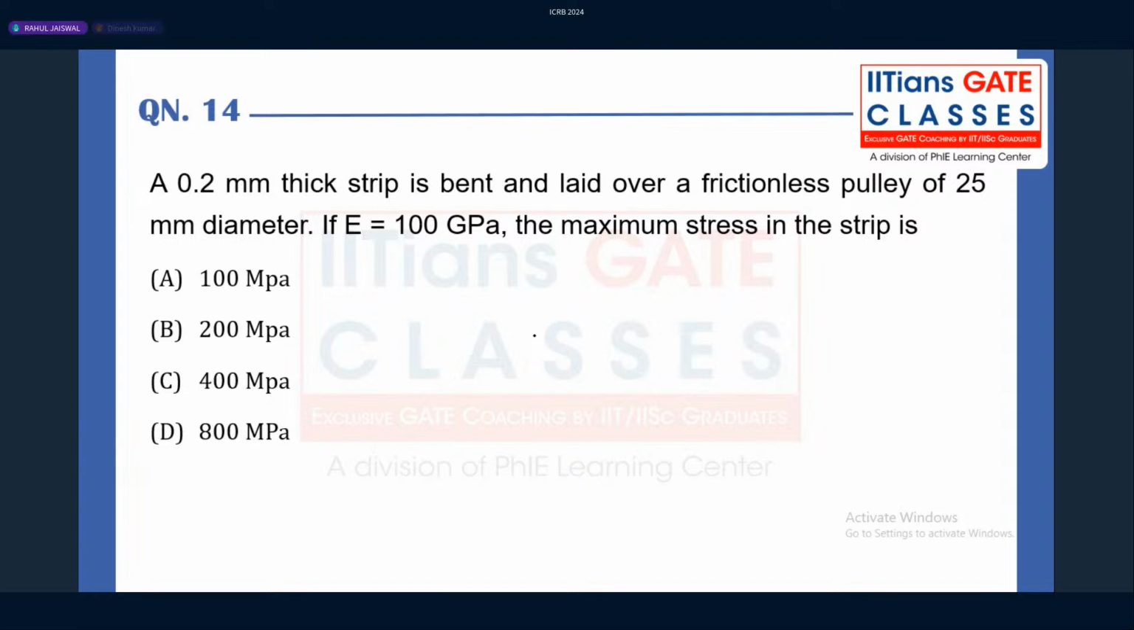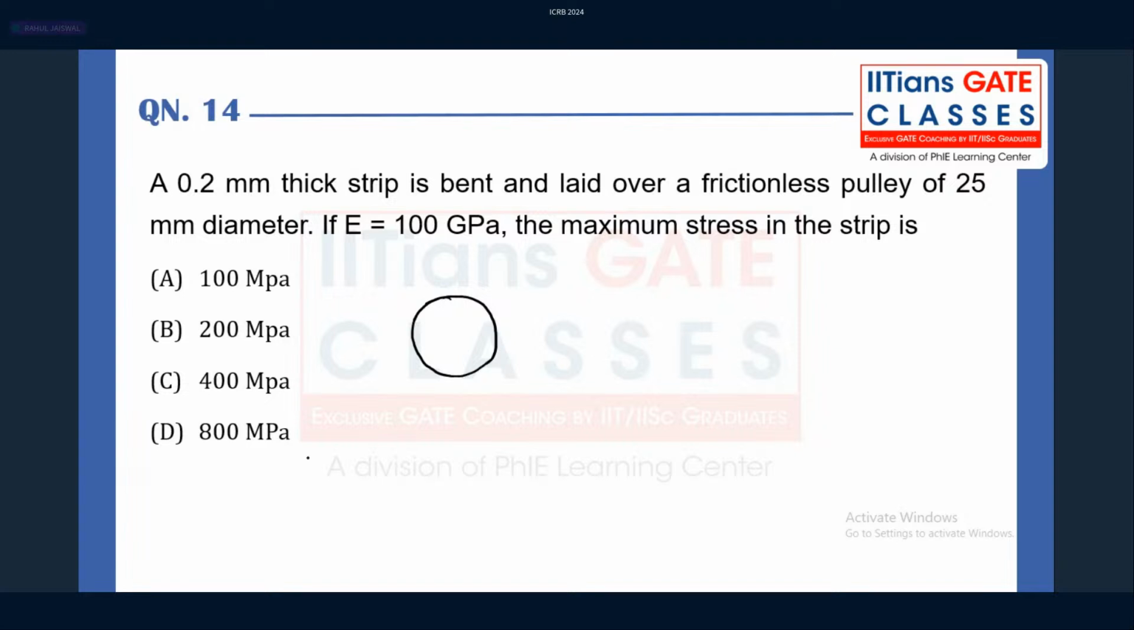If you see this question, guys, all of you can observe very carefully. Again, this question is from strength of materials. A 0.2 mm thick strip is bent and laid over a frictionless pulley. So if I draw the rough diagram, this question has already been asked in GATE examinations. So it's a totally repetitive question, but the data has been changed.